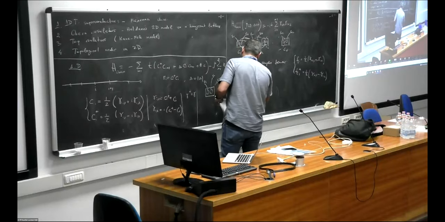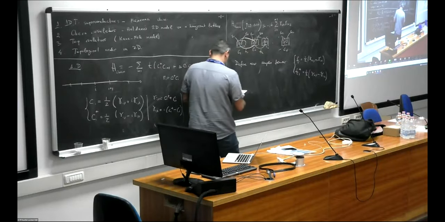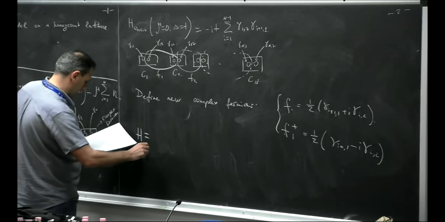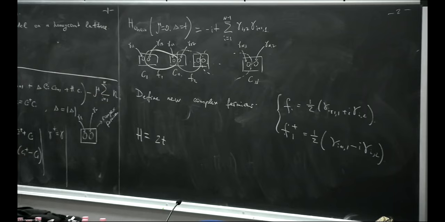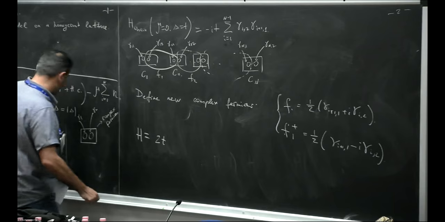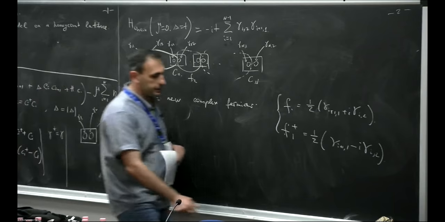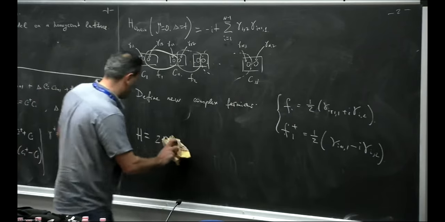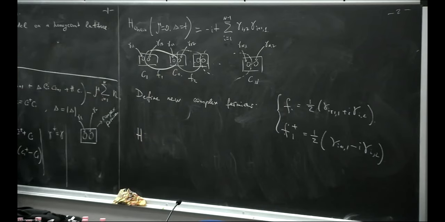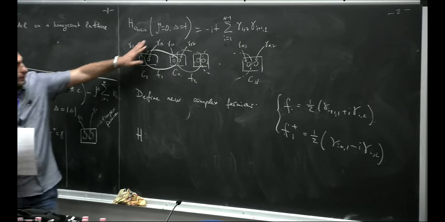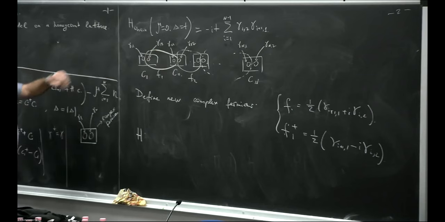So the Hamiltonian becomes extremely nice and simple. It is going to be 2t. I remind you that delta is equal to t here. So that's the case I consider for simplicity, although almost everything will remain the same if we start varying mu on t or mu on delta a little bit.